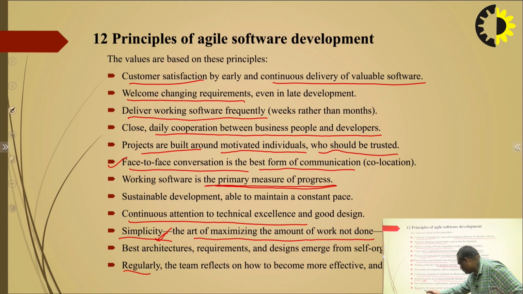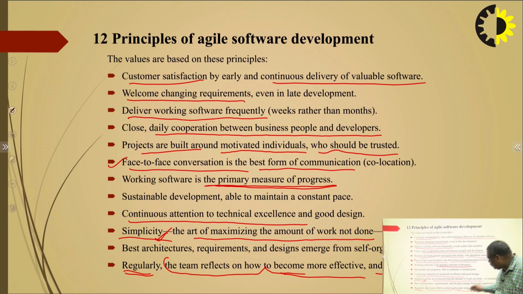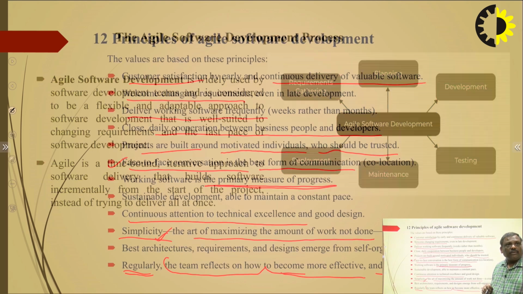Regularly, the meaning of regularly here is that we reflect on how to become more effective and adjust accordingly. If we conduct a meeting, and the team manager checks the whole process regularly, we can complete our project within the time frame as well as quality-wise. So these are the 12 principles.